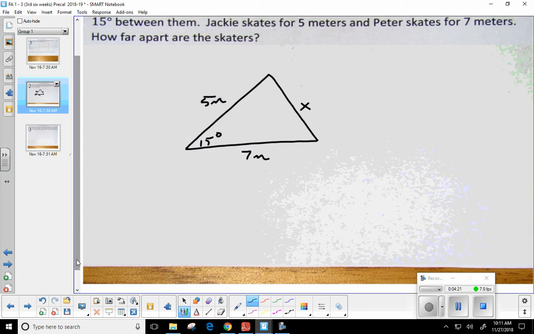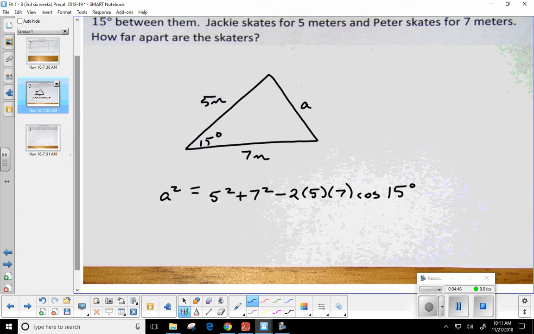What do you want to call it? You want to call it A? Yeah. Okay. A squared. 5 squared. Plus 7 squared. Minus 2 times 5 times times cosine.